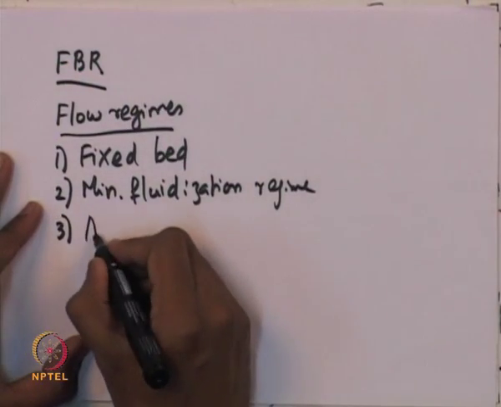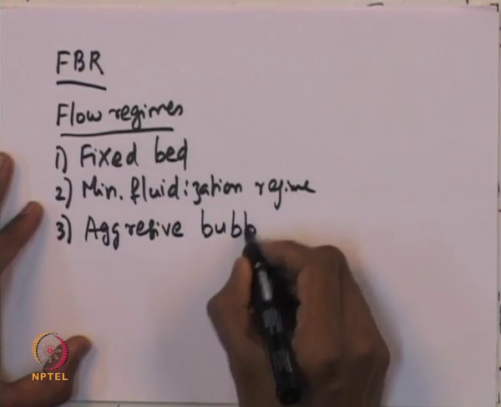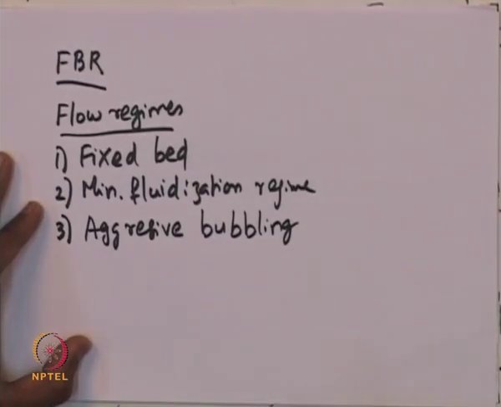Typically, near the minimum fluidization regime, the bubbles are formed near the perforated plate, and then the bubble starts traveling through this bed which is being fluidized. And the third regime is called the aggressive bubbling regime. When the velocity with which the gas stream is being flown inside increases, the bubbling significantly increases, and so there is aggressive bubbling, lots of bubbles are formed, which causes tremendous recirculation of the fluid and also the catalyst particles, and so that regime is called the aggressive bubbling regime.